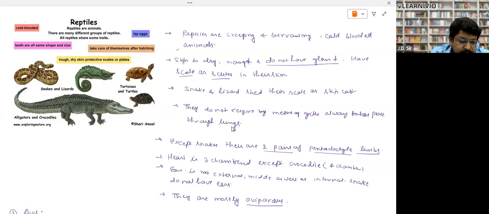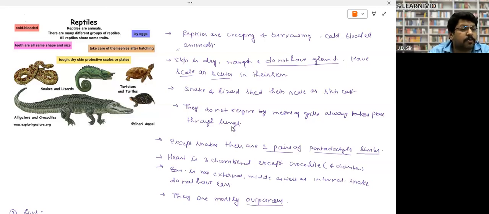They have external, middle, as well as internal. Snakes do not have ears.